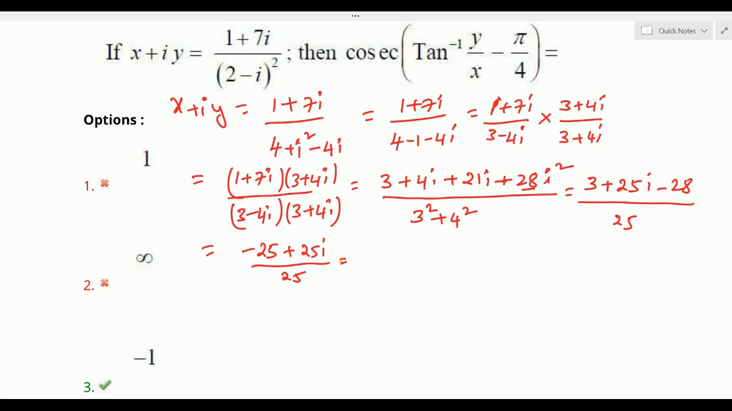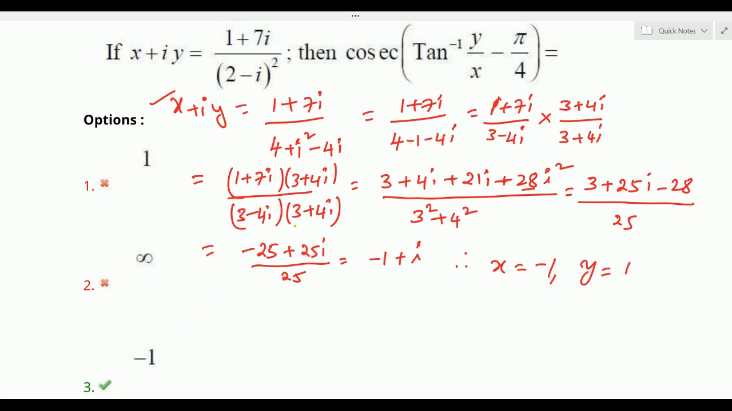We can take the separation. Minus 25 by 25 అంటే -1, plus 25 by 25 into i అంటే i వచ్చింది. అంటే this is in the form of a plus ib or not. Compare with x plus iy. Therefore x value is -1, y value is 1.